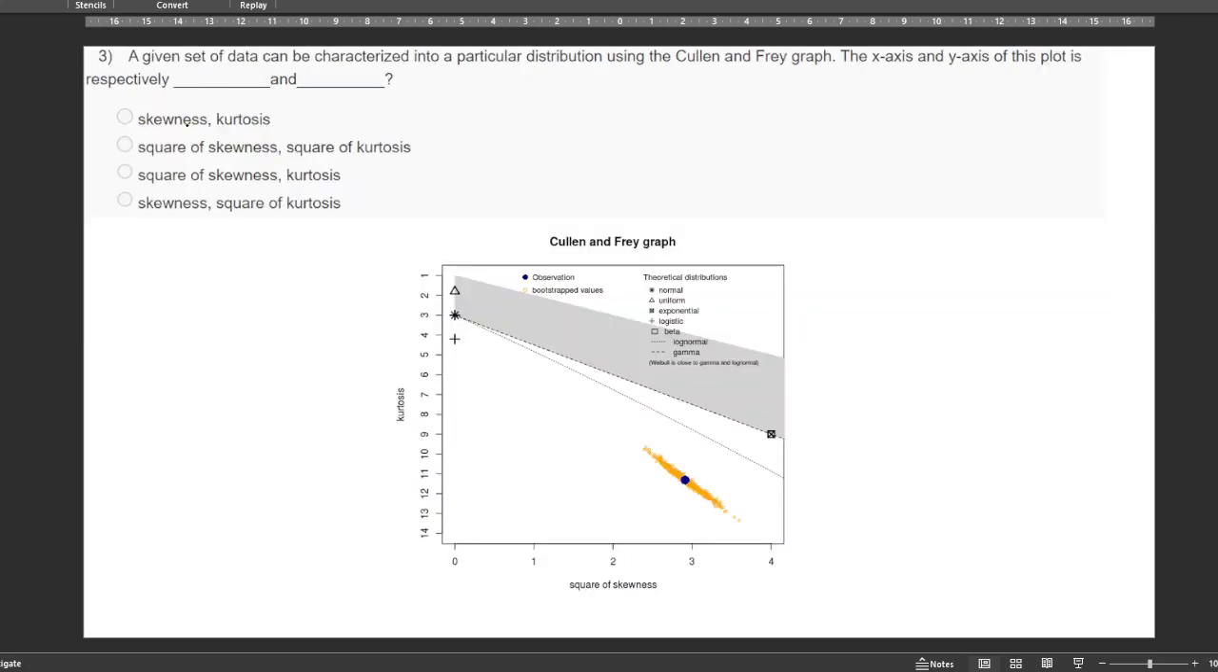Okay, going to the third question: the given set of data can be characterized into a particular distribution using the Cullen-Frey graph. I have represented the Cullen-Frey graph here. The x-axis represents the square of skewness and the y-axis represents the kurtosis.